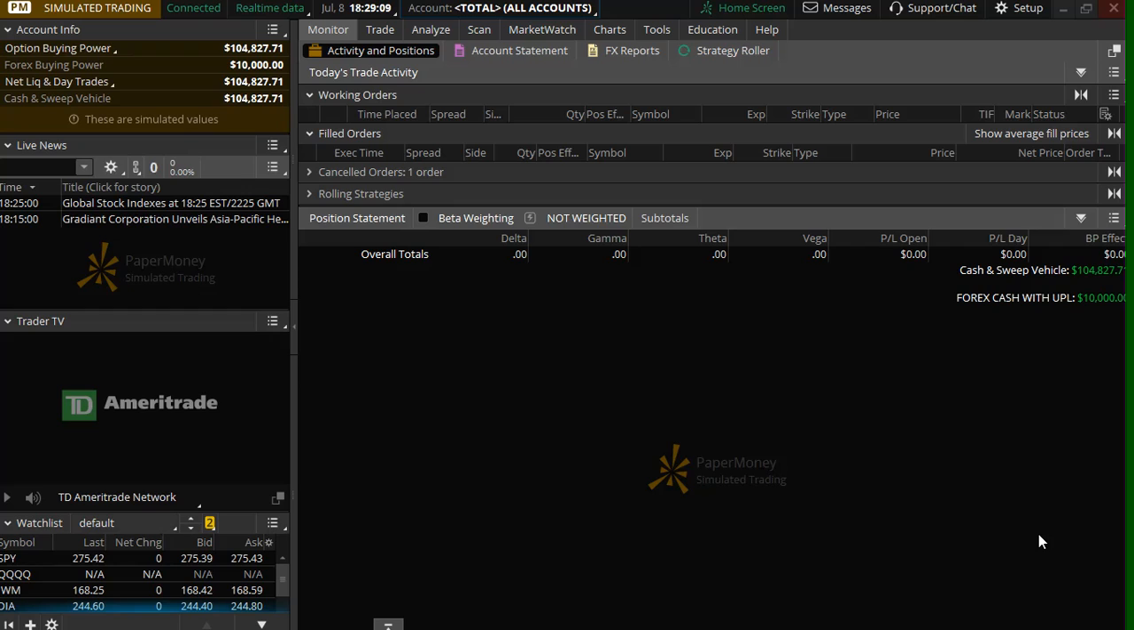So I want to make a quick video showing how you would execute a credit spread in thinkorswim.